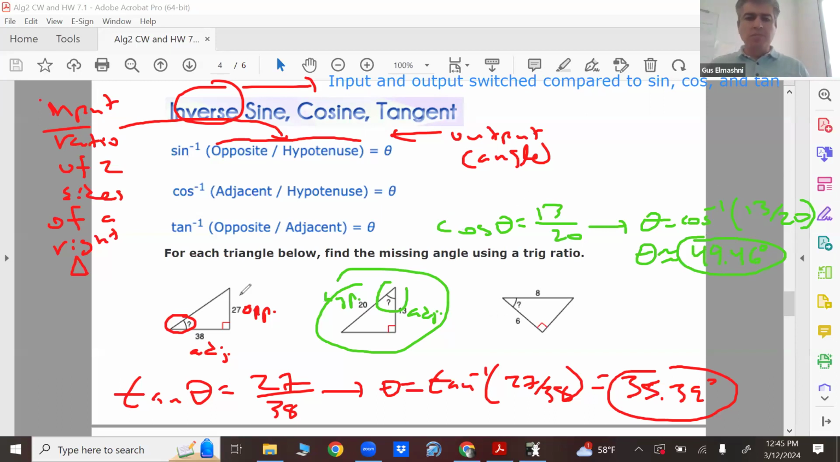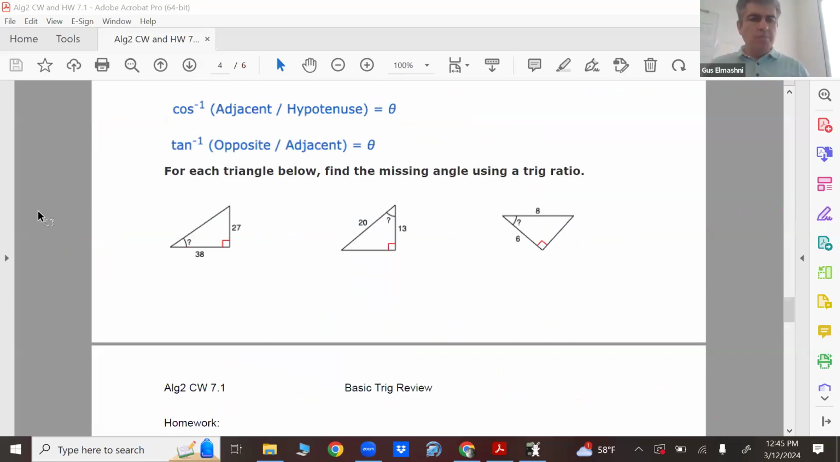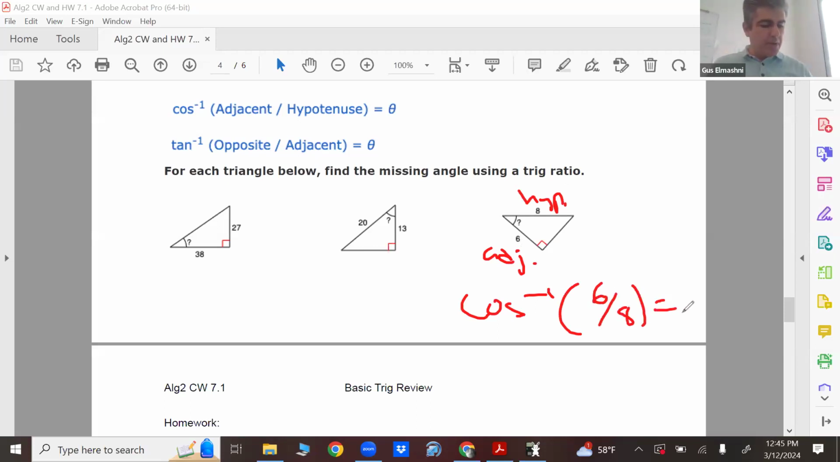Last one. Six is what? Adjacent, hypotenuse, or opposite? Adjacent compared to the angle, and 8 is the hypotenuse. And then you could just do it, like you're doing inverse cosine, right? Inverse cos of 6/8 is 41.41 degrees.